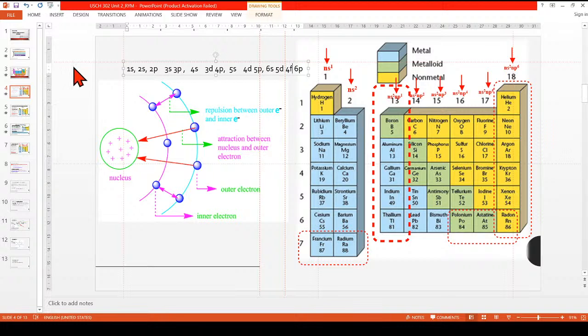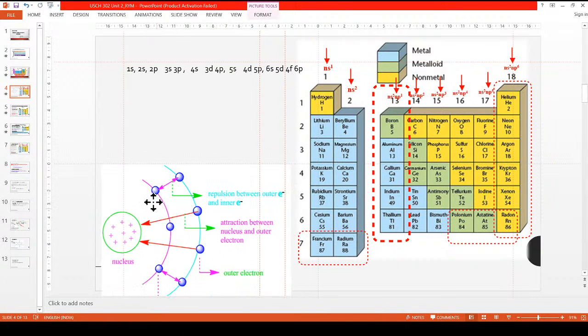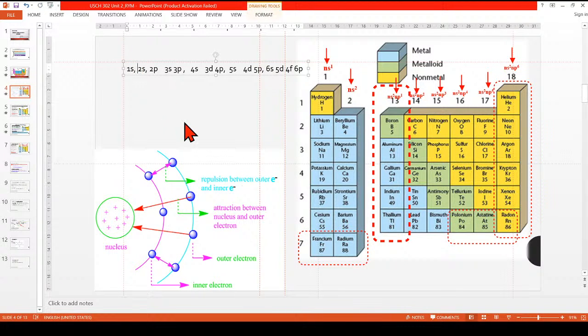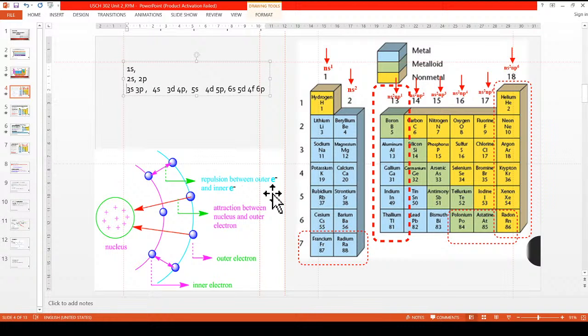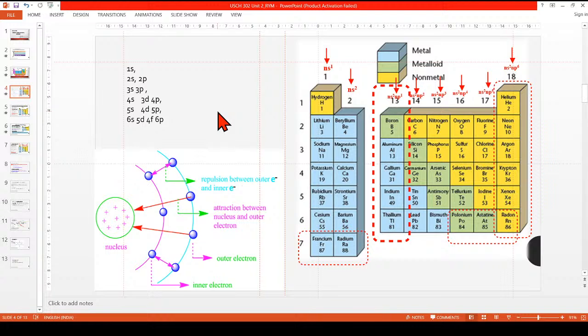Okay, so every shell you can see: first shell, then second shell, then the third shell starts with an s orbital and ends with a p orbital, the fourth shell starts with an s orbital and ends with a p orbital, the fifth shell starts with an s orbital and ends with a p orbital, the sixth shell starts with an s orbital and ends with a p orbital. In between there are n minus 1 d orbitals and n minus 2 f orbitals. Okay, so this is electronic configuration.